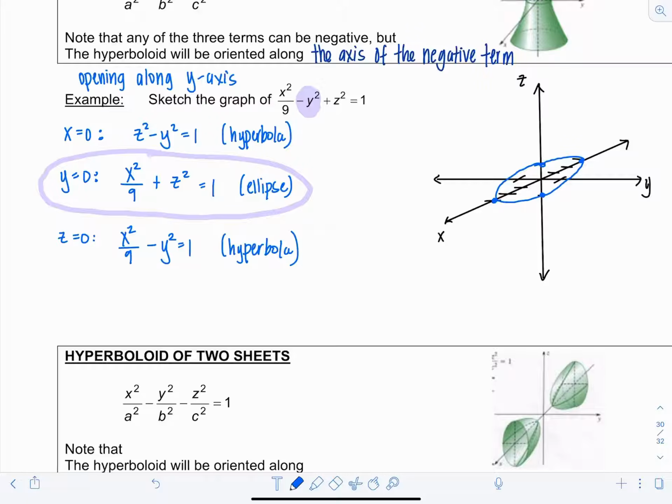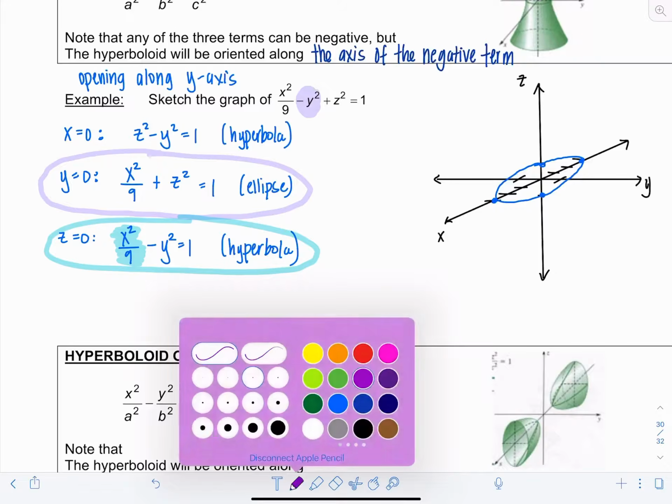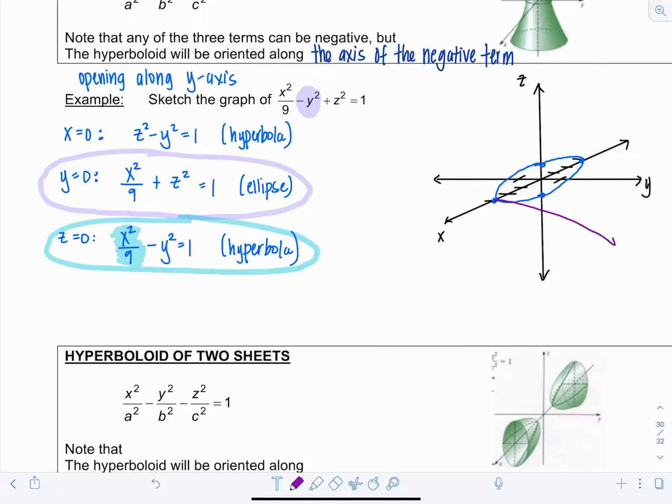Now I'm going to draw the other traces. Well, let's draw the other hyperbola first, actually. That one will be more fun. So I'm going to draw the hyperbola in the xy plane, x squared over 9 minus y squared is equal to 1. So since x is the positive variable, it's going to open along the x-axis, and it's in the xy plane. So part of it is going to be coming at us this way, and then the other part's going to be going away from us that way. Okay.